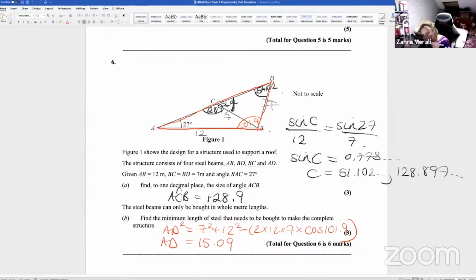But we know that A to C, we don't need A to C. We've got A to D plus 12 plus 7 plus 7, right? So we get 12 plus 7 plus 7. So this one, this one, this one, and then the one we just found, because we want all the different sides, and that's going to give you 42 meters.